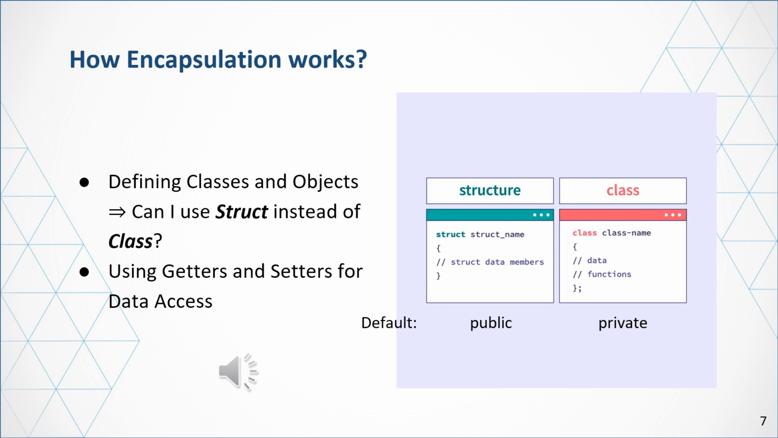This default privacy is a cornerstone of encapsulation, allowing classes to control how their data is accessed and modified, promoting data integrity and code maintainability. So, public by default for structs, private by default for classes, that's the key difference to remember.